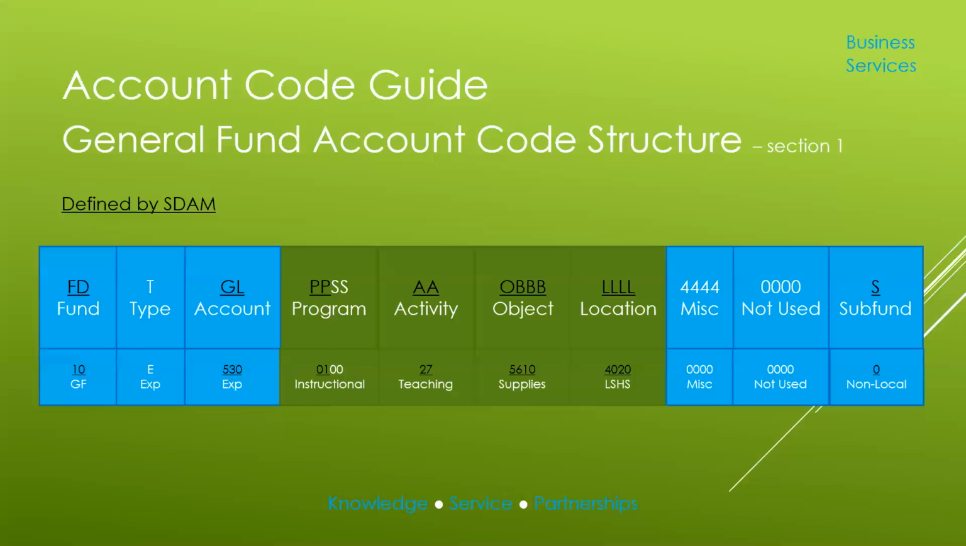So we've got the fund, the type, the account, the program, the activity, the object, the location, a miscode, an area that's not used, and the subfund. We primarily live in the green area, and we only need to know the blue sections if we're going to do a code search in the chart of accounts.